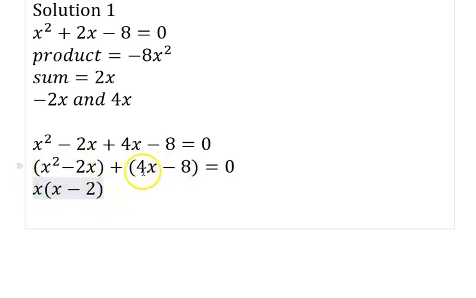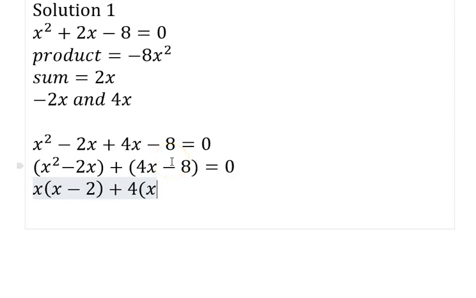Now what is common here? Look at it. 4 is common here. If you look at it very well, 4 is what? Common. And if you bring out 4 here, you'll be left with what? X.